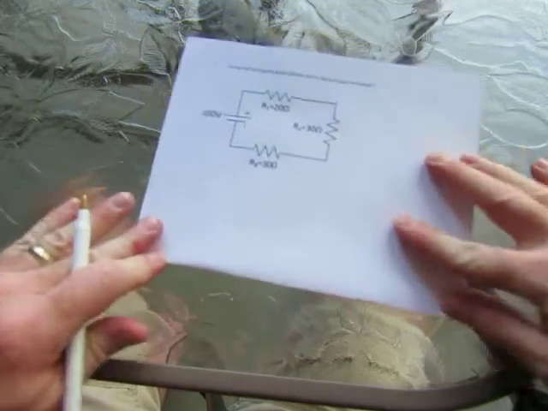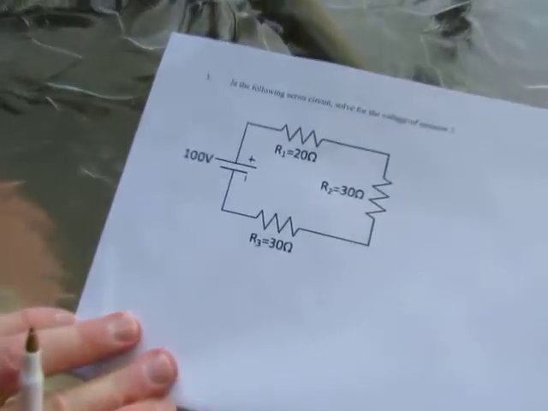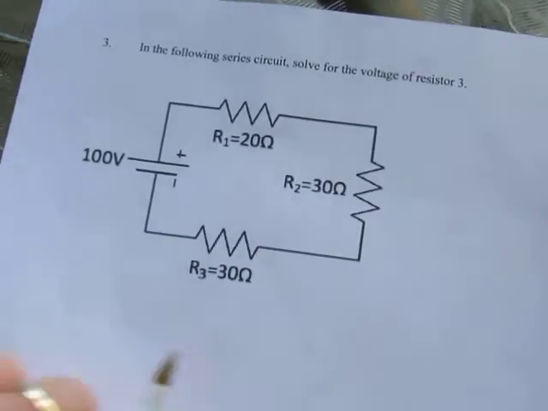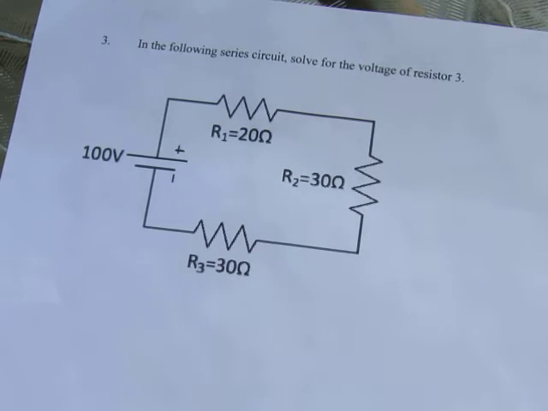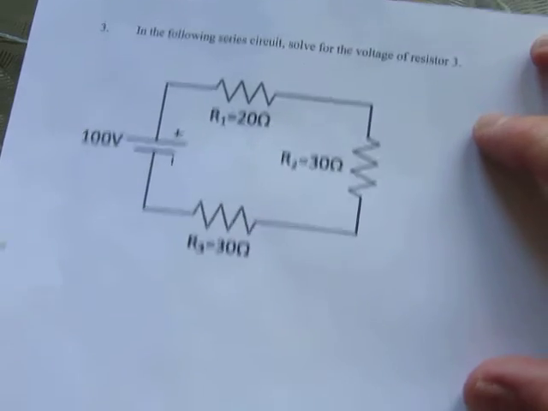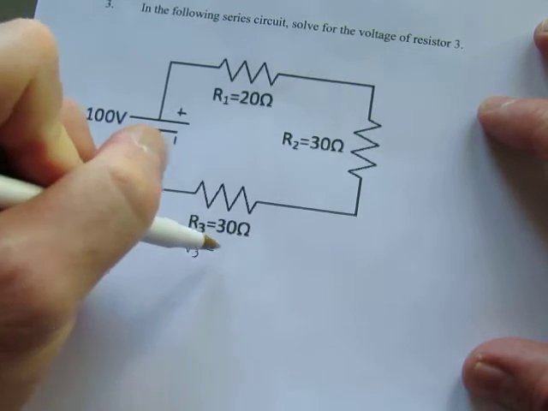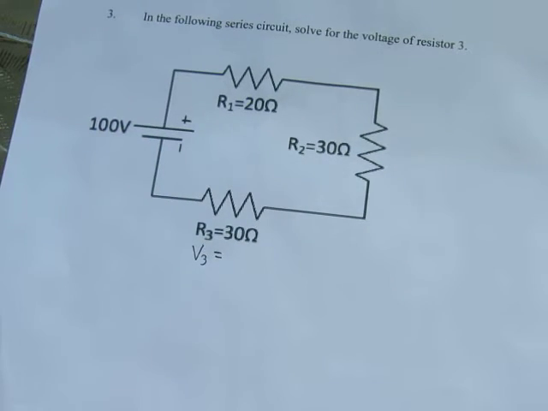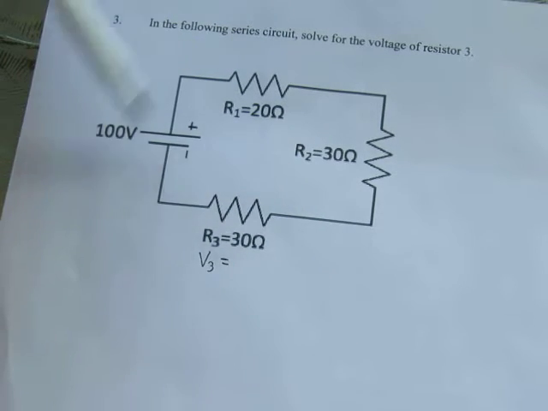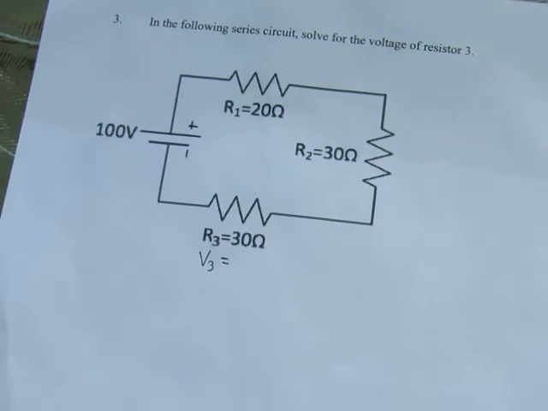Last question. In the following series circuit, solve for the voltage of resistor number 3. So we want this here. What is the voltage of resistor number 3? A quick glance at this circuit. Current's not given anywhere. That would have been nice. It's a series circuit, and current's the easiest thing to use in series. But current is not given.